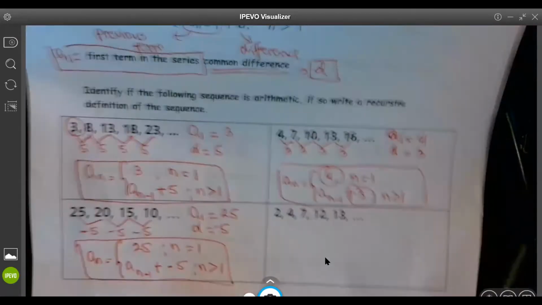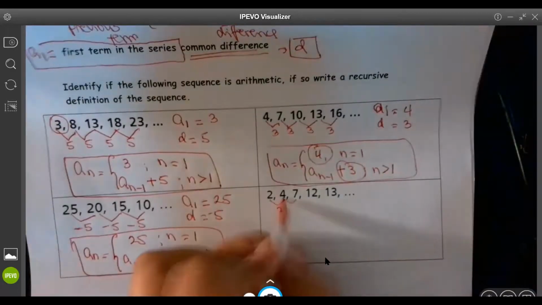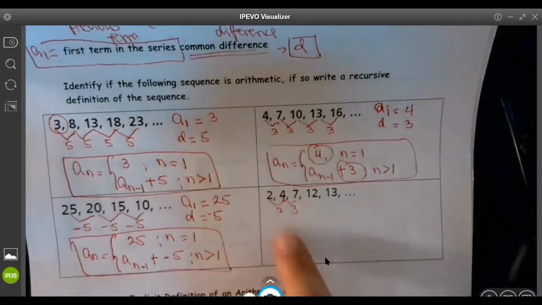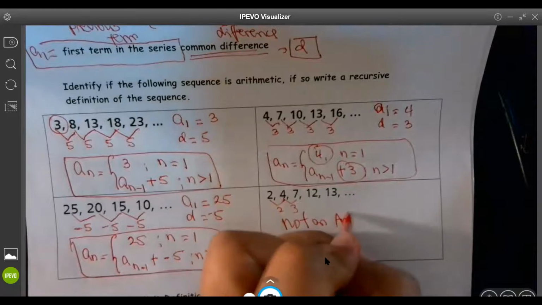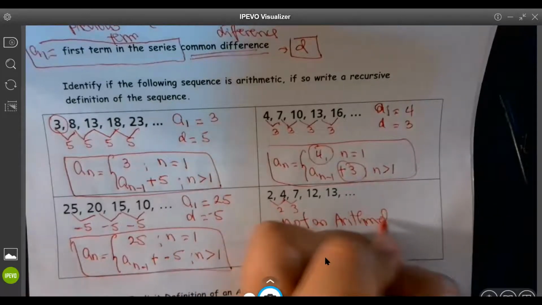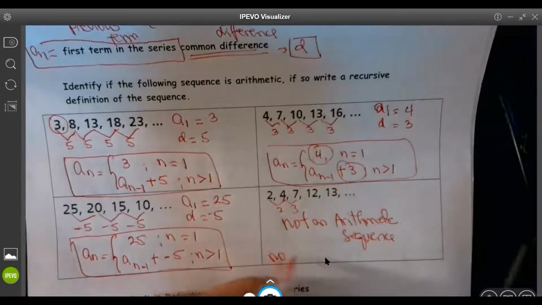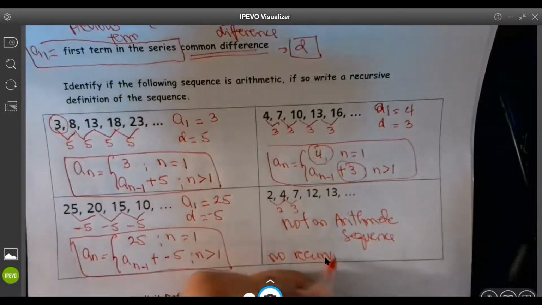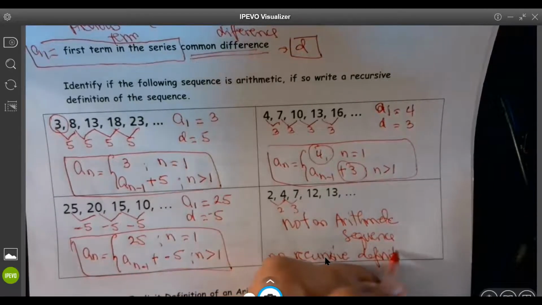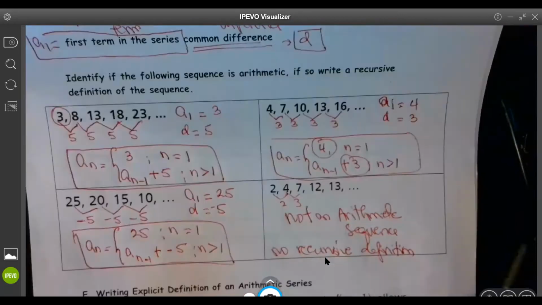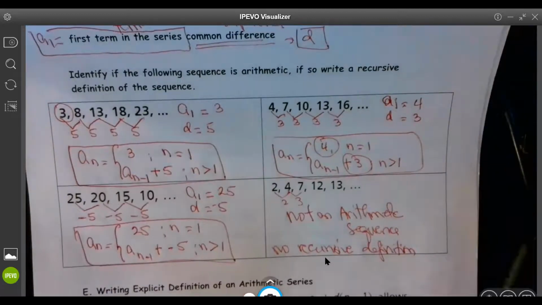Okay? And this one is 4 minus 2 is 2, 7 minus 4 is 3. This one tells you that this is not an arithmetic sequence. And so there is no recursive definition. Okay, so you can only have a recursive definition if it is an arithmetic sequence.